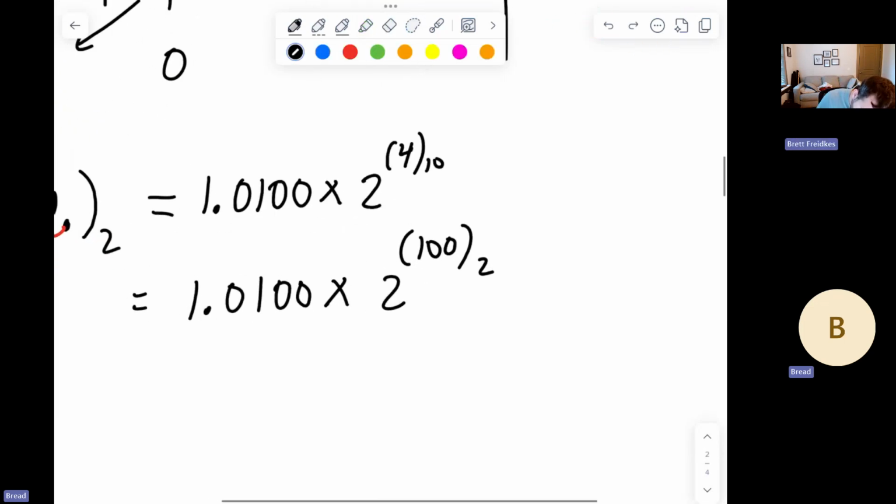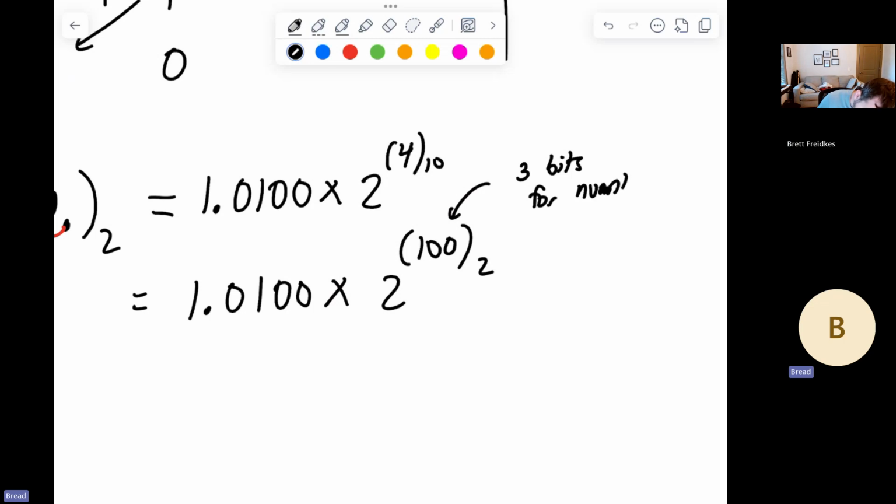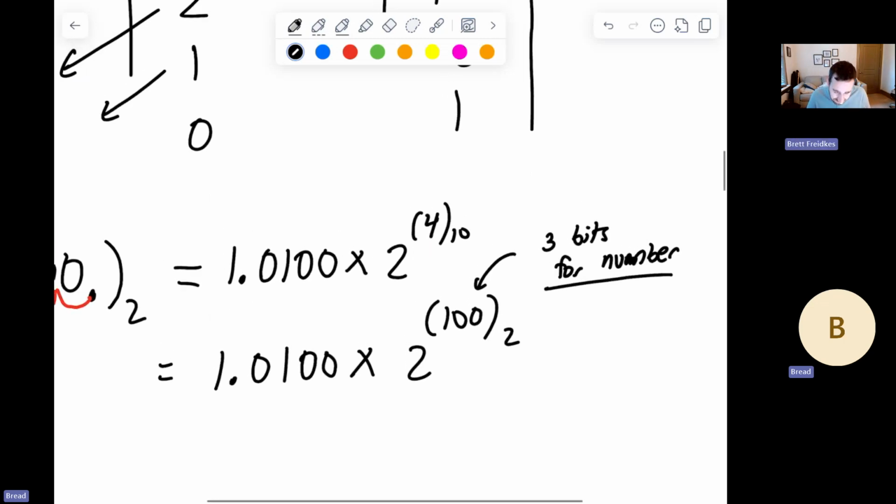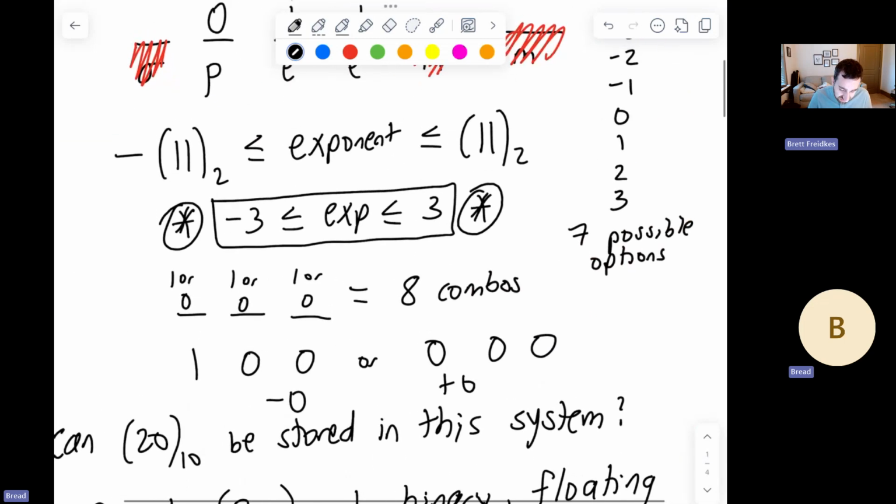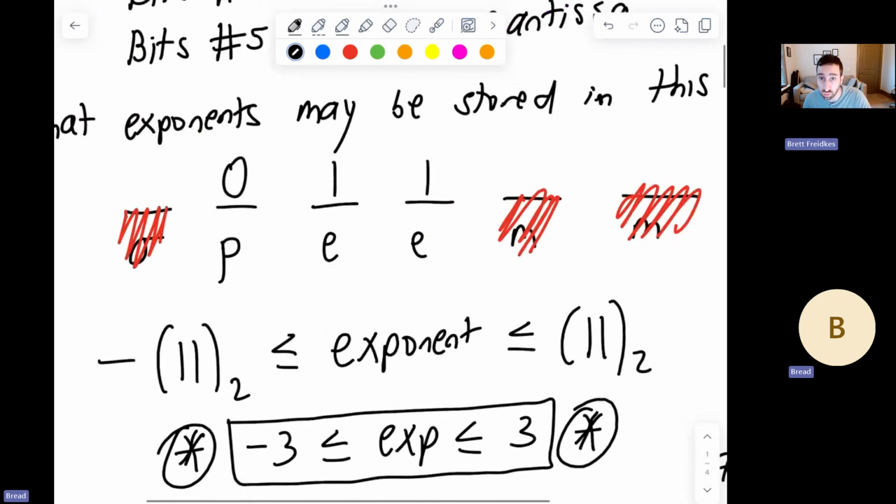And 4 requires 3 bits for the number. We're not including the sign there. I would need 4 bits for the sign, and we don't have that in the way the system is set up. This system only has 3 bits total for P and E's. We would need 4 bits for the number 4.